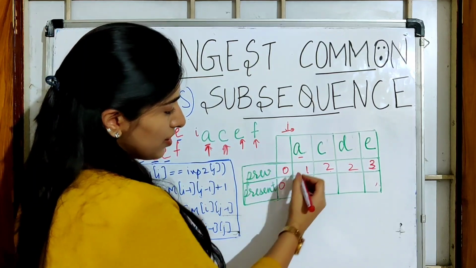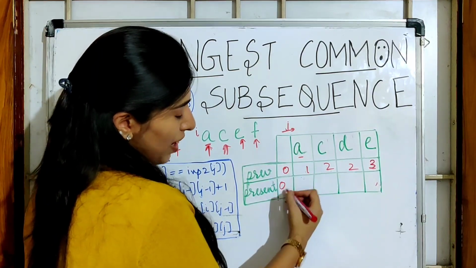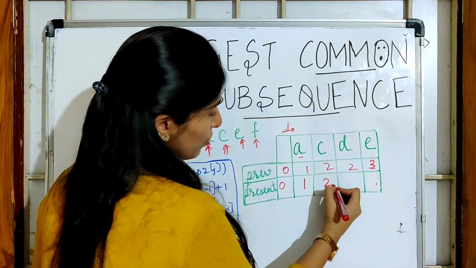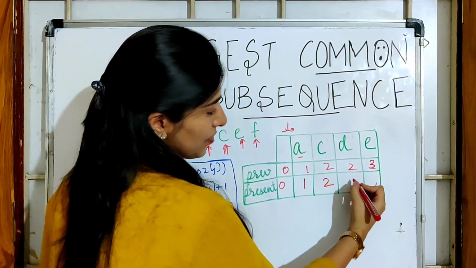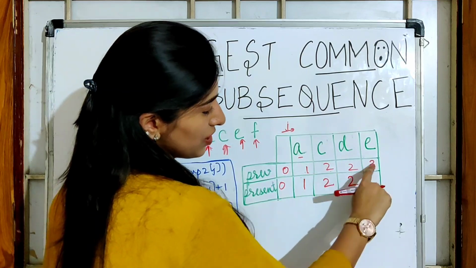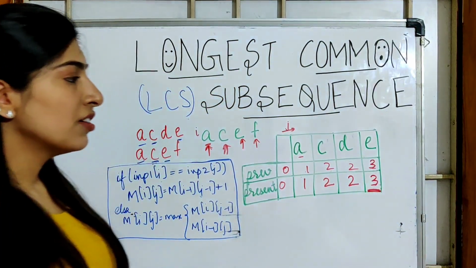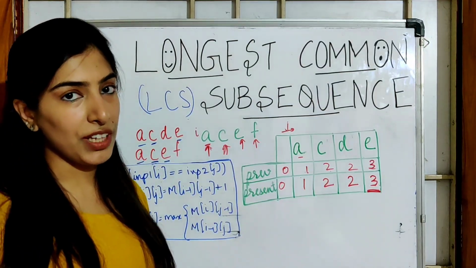F and A are not the same, so we are going to take the maximum of these two values, which is 1. F and C are not the same, so the maximum of these two, 2. F and D are not the same, the maximum of these two, 2. F and E are not the same, so the maximum of these two, 3. This is our final answer. So this is the same as what we got from the previous solution.